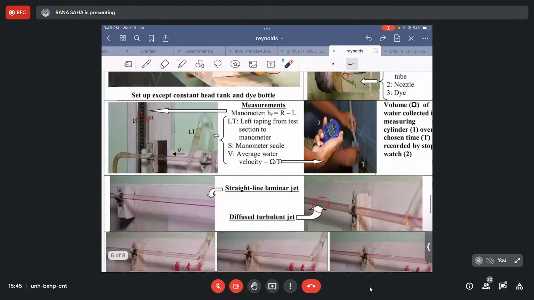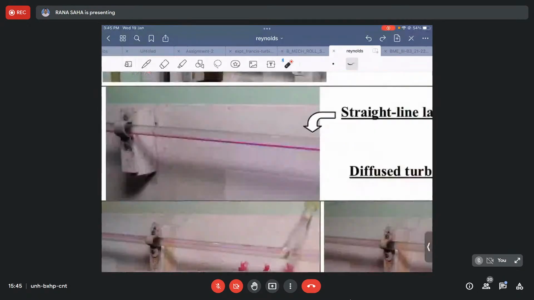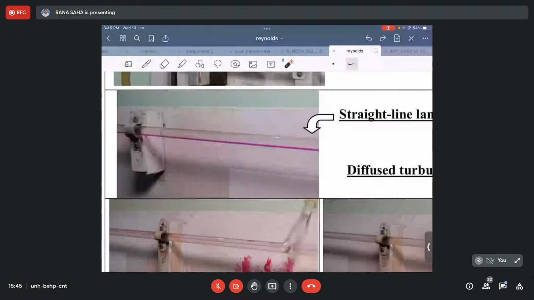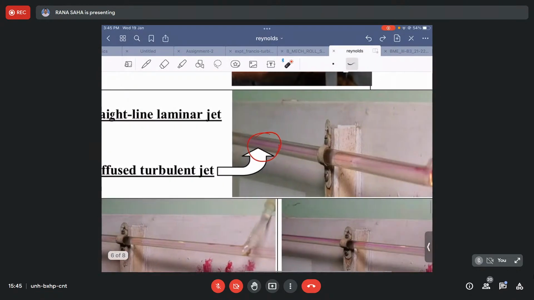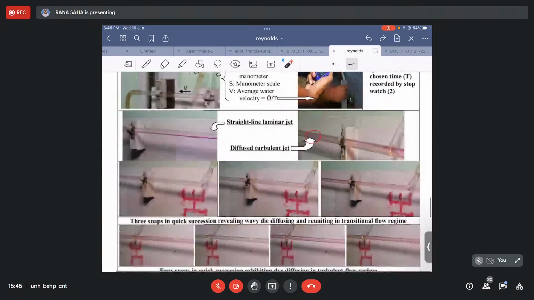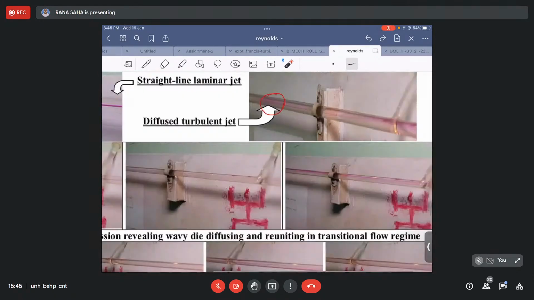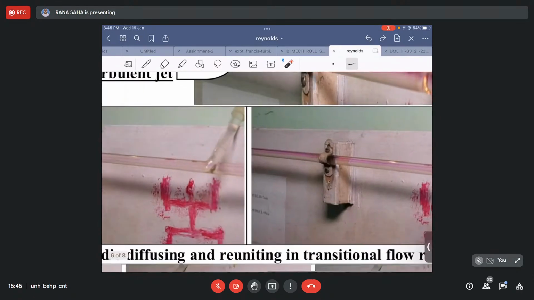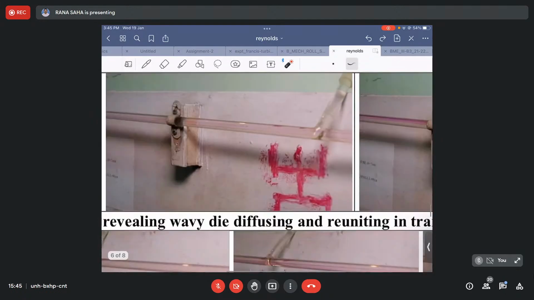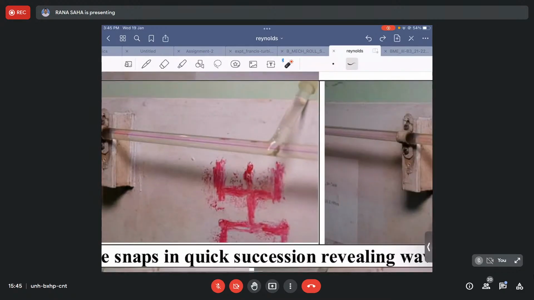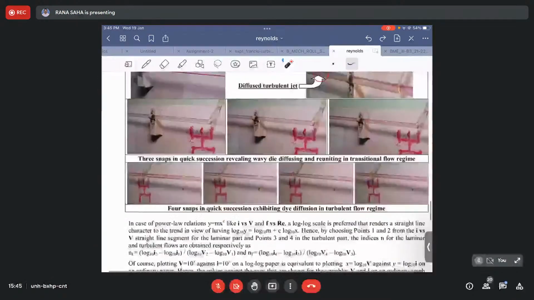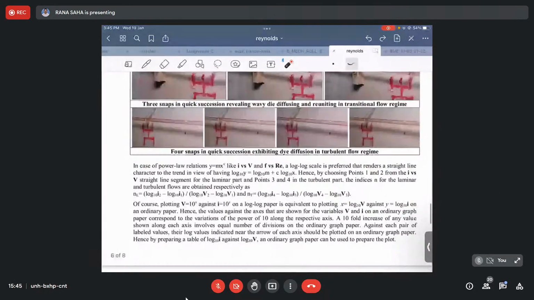And this is the dye jet one can expect to see for the straight line laminar flow. And then this waviness, and this is the diffused one. The wavy one is a bit difficult to identify through these static figures, snapshots. I don't know whether you can manage to identify or not. But while observing the video, probably you will be able to see those waviness.